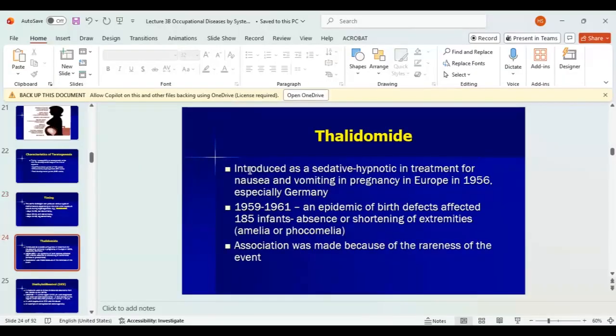So this is just some information about thalidomide. It was used to treat nausea and vomiting in pregnancy. And then they had this epidemic of birth defects. 185 infants with absence or shortening of extremities, which they call amelia or phocomelia. And the association was made to the mothers being exposed to thalidomide, right?